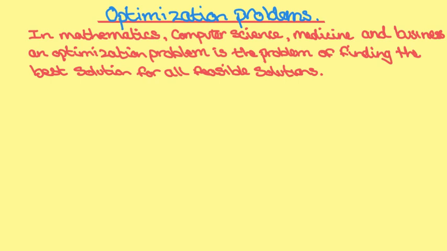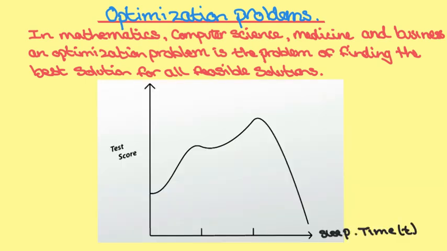I can remember when I was at university, I wanted to know what is the best amount of sleep to have in order to maximize my test scores. The graph might have looked something like this, where the test score is mapped against the sleep time. Here, no sleep at all, zombie score. Here, it might look like you've just got enough. Here is a great score.